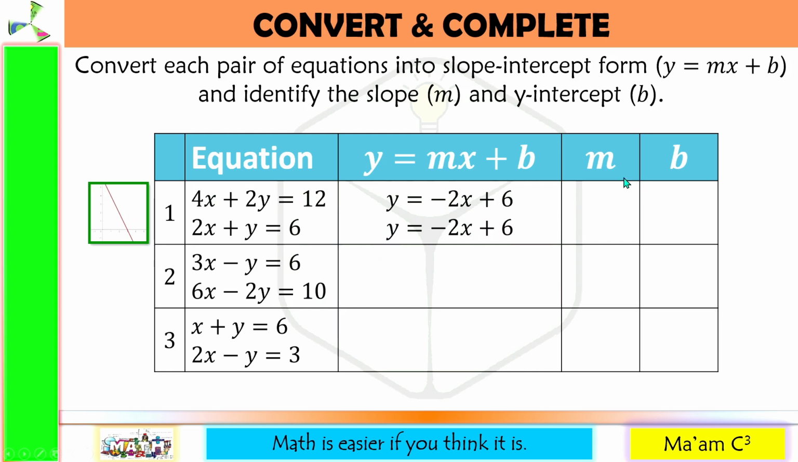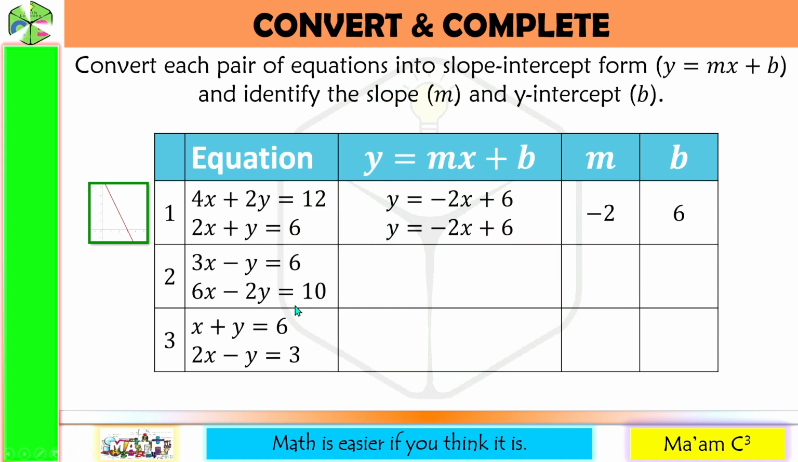Notice that our slope m, which is the coefficient of x, are the same, and that is negative 2. The y-intercept denoted by b are also the same, which is 6. So this means if the slopes and y-intercepts of two equations are the same, we form coinciding lines.